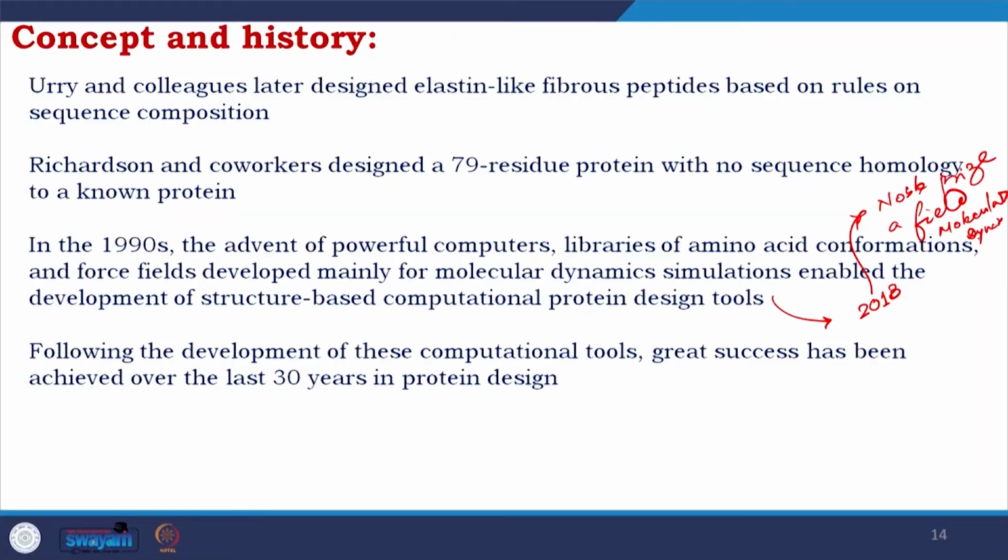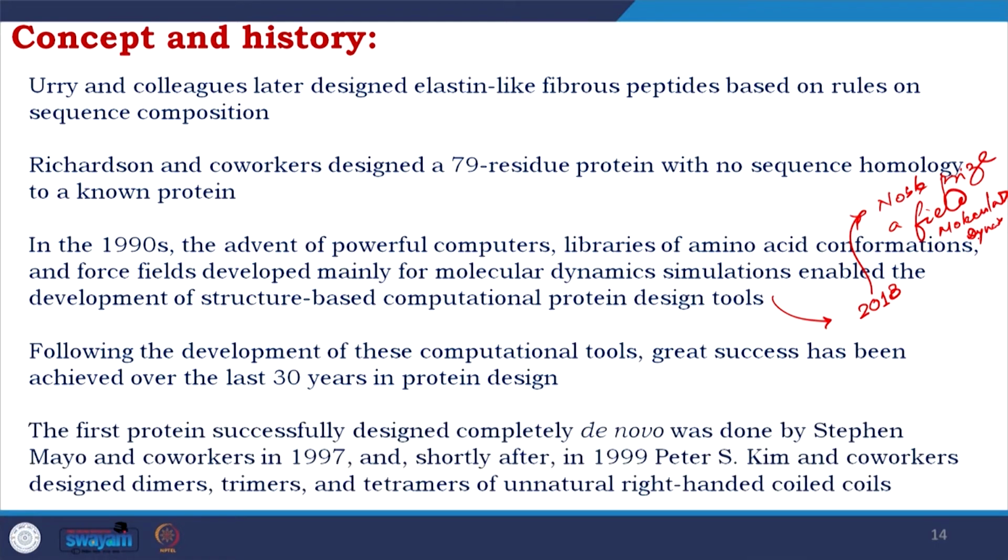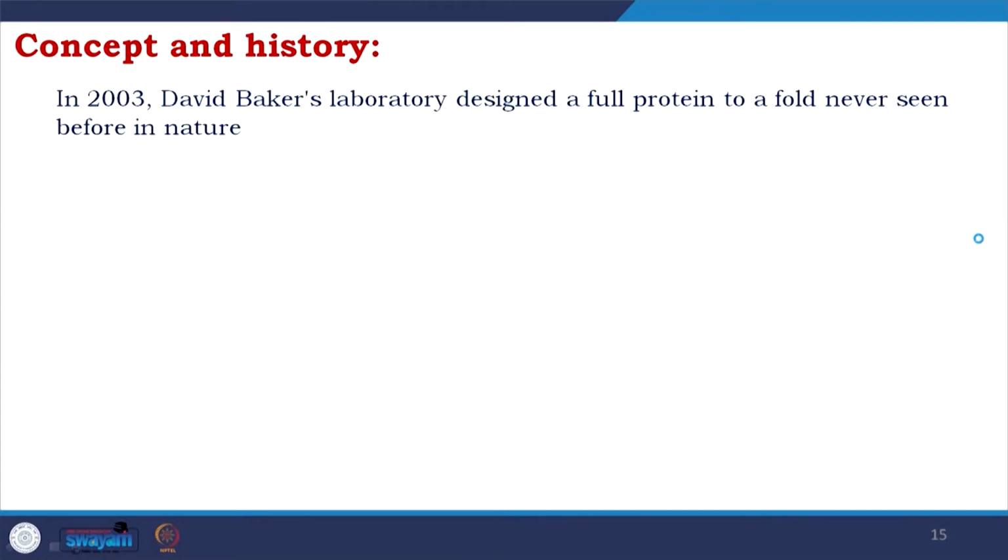designing of new protein. Following the development of these computational tools, great success has been achieved over the last 30 years in protein designing. The first protein successfully designed completely de novo was done by Stephen Mayo and co-workers in 1997, and shortly after in 1999 Peter Kim and co-workers designed dimer, trimer, tetramer of unnatural right handed coiled coils. In 2003, David Baker's laboratory designed a full protein to a fold never seen before in nature.